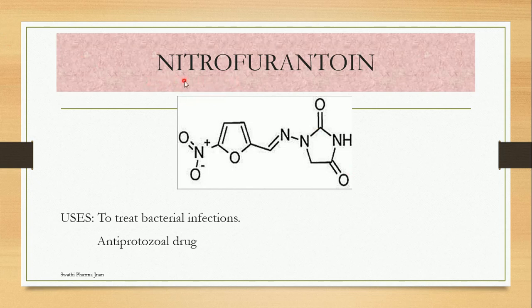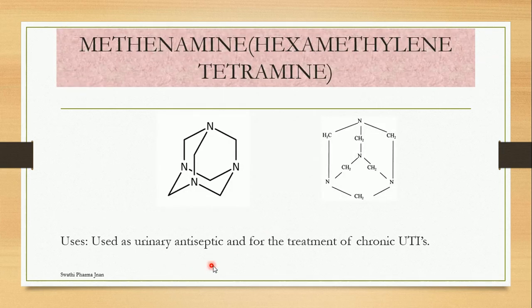The next structure under nitrofuran derivatives is nitrofurantoin. Nitro indicates nitro group, furan indicates furan group, so nitrofuran group is what the name indicates. Next, toin indicates it is a hydantoin structure. What is hydantoin structure? Imidazolidine-2,4-dione is called hydantoin. Hydantoin structure and nitrofuran structure are both fused with the C=N double bond. That is the structure of nitrofurantoin. It is used to treat bacterial infections, and it is also an anti-protozoal drug.